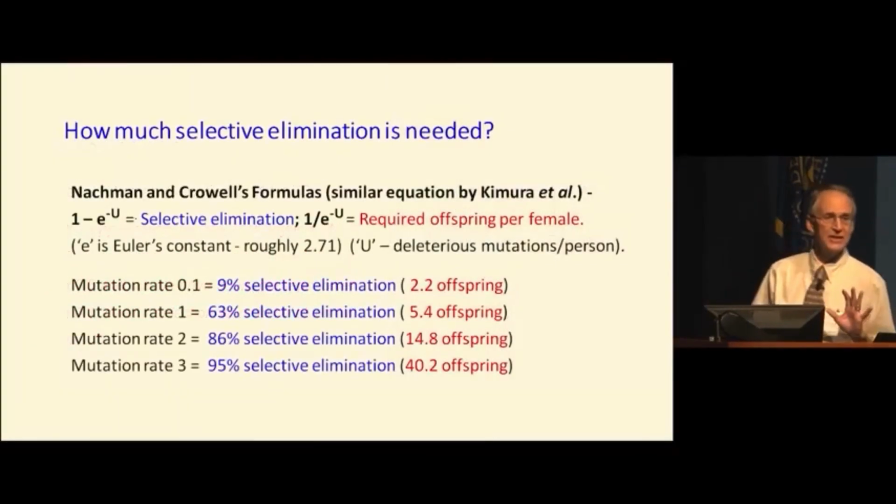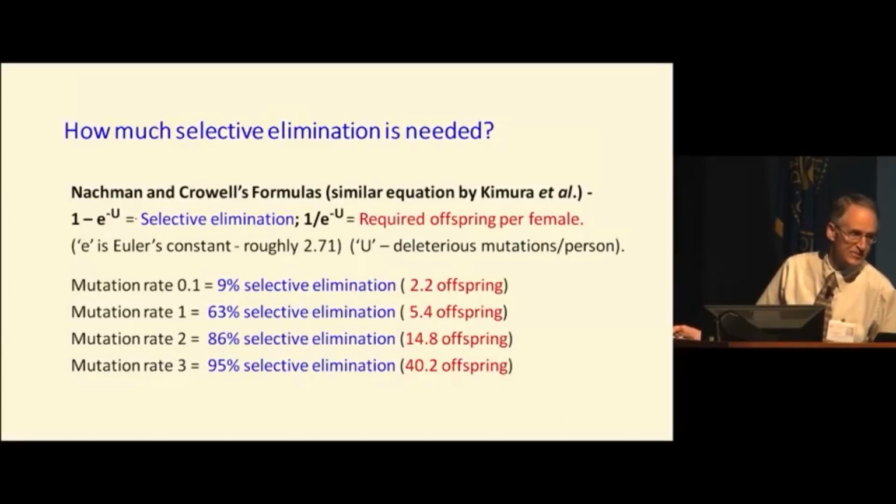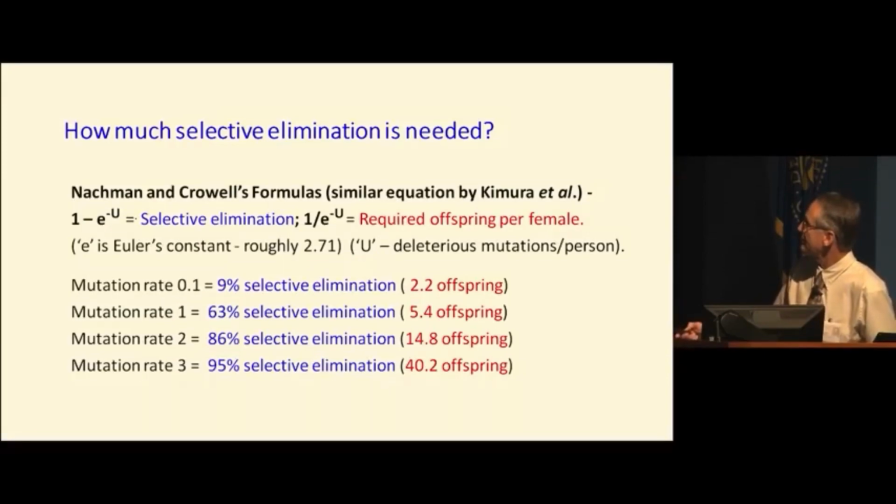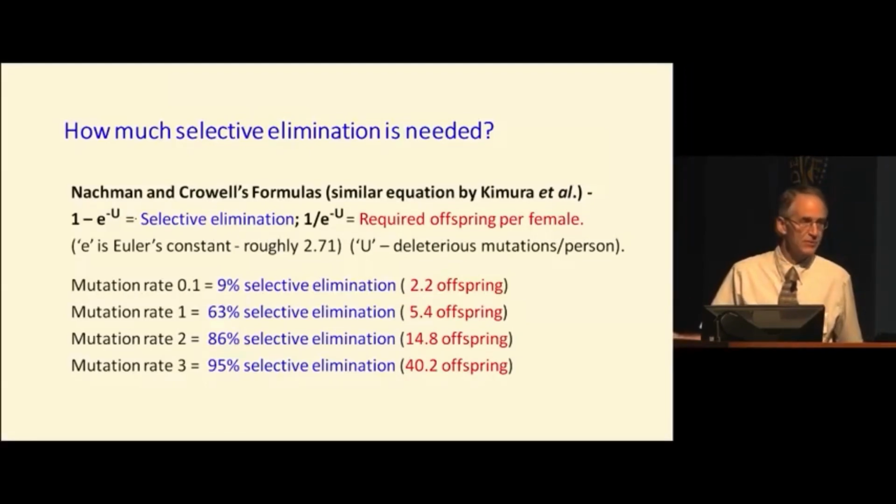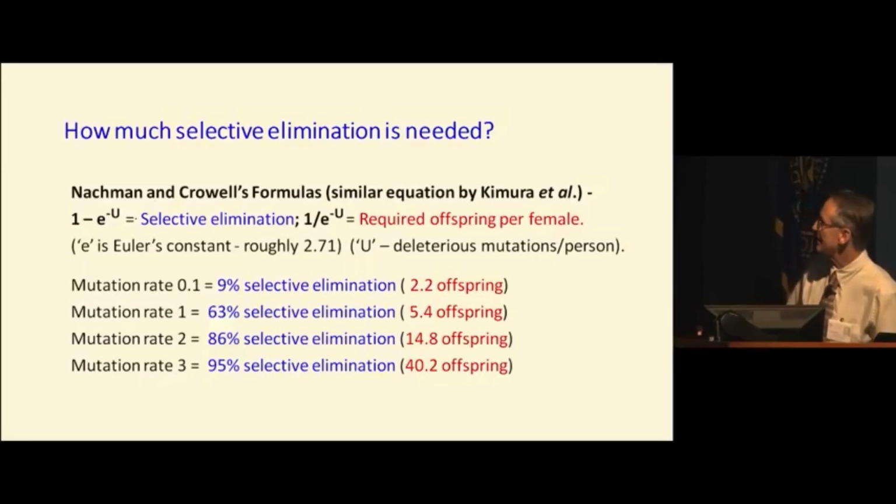So a lot of population geneticists have looked at this issue, and they've come up with an equation. Nachman and Crowell published the equation, but apparently Kimura was already making similar calculations, and it's apparent that Muller was doing similar calculations. Here's a formula that tells us how much of a population must be selectively eliminated depending on U. E is a constant. U is the number of deleterious mutations per person per generation. So it can tell us how much elimination is needed, or, in a slightly different formulation, how many offspring per female are required to stay ahead of the bad mutations, so you can select away the bad mutations as they accumulate.